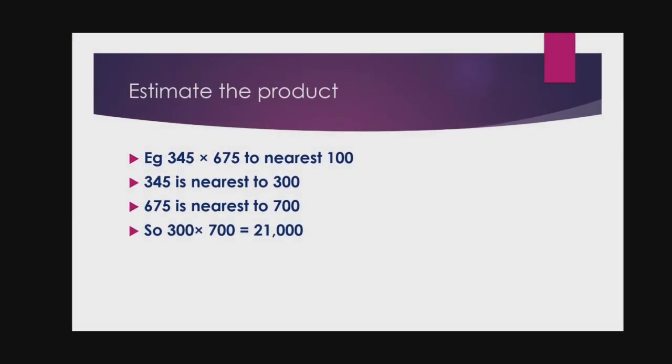Estimate the product. 345 into 675 to the nearest 100. 345 is nearest to 300. The reason is the 4 is less than 5. So there's no change in 3. 675 is nearest to 700. The reason is the 7 is more than 5. When more than 5, we will add 1 to the 6. 6 plus 1, 700. So 300 into 700 is equal to 21,000.